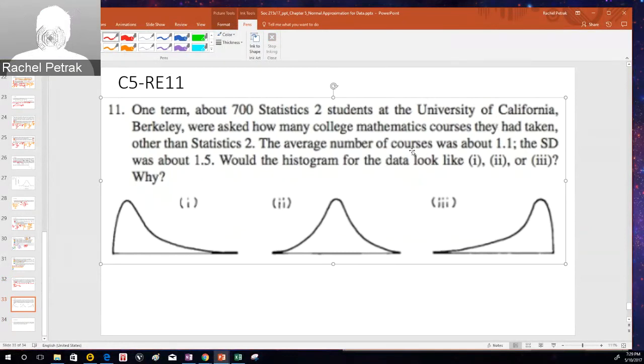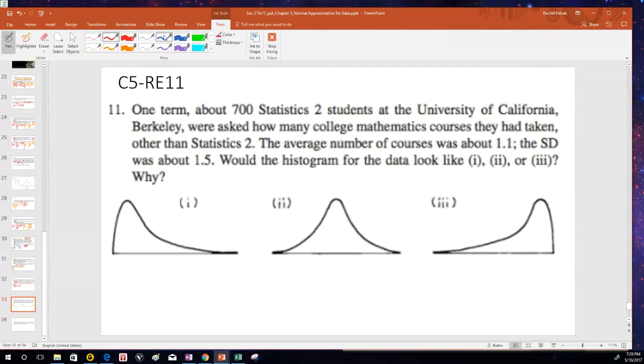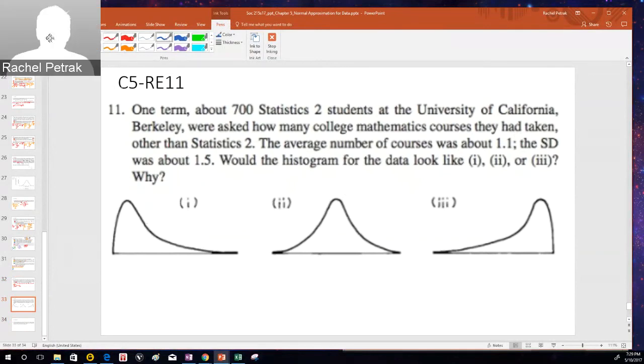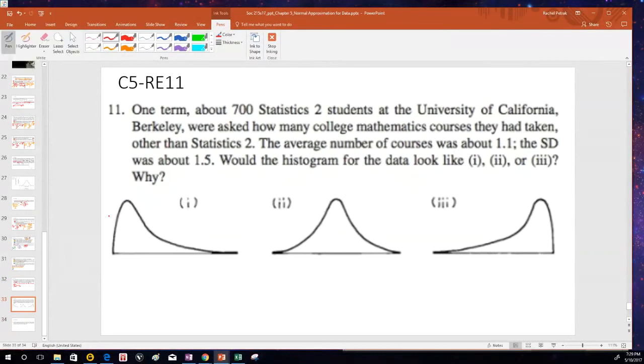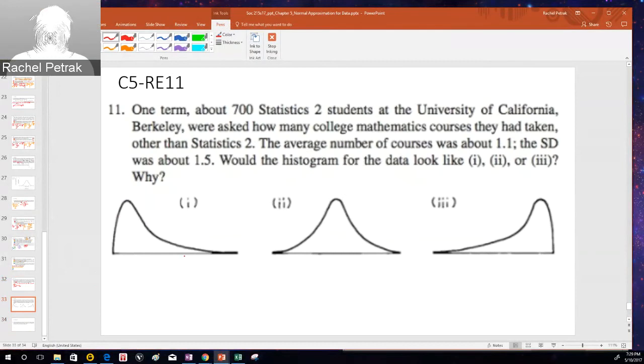Well, let's think about this. If the average number of courses was 1.1 and the standard deviation is 1.5, this is telling us that, again, we have a positively skewed scenario. So let's look at some of these other options so we can see clearly why this must be positively skewed.